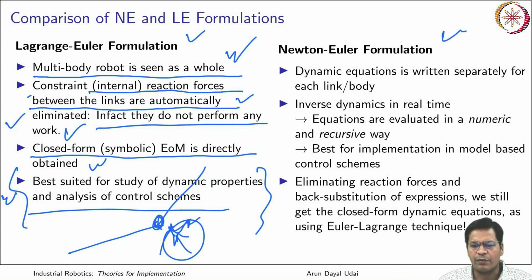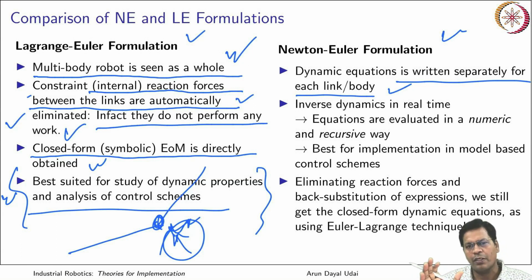In case of Newton-Euler formulation, dynamic equations are written separately for each of the bodies. You see, for each link you have made a simple force and moment balance equation, approached from one end to the other end while calculating your velocities, and in the backward manner when you calculated the torques at each joint. So that is what you did.